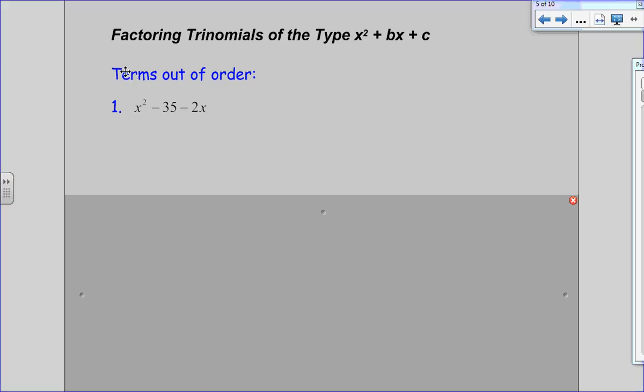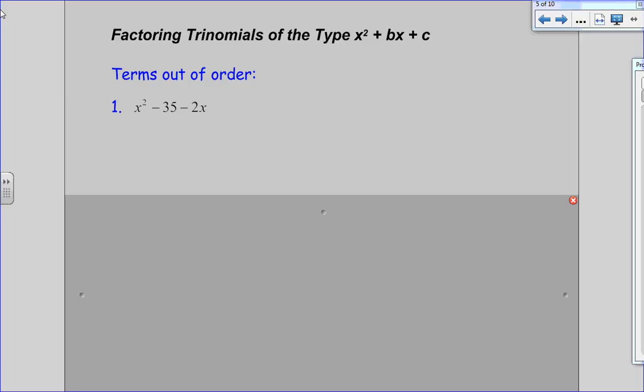Now that we've learned how to factor trinomials of the form x squared plus bx plus c, let's apply these concepts to other types of trinomials in the same form, but that could look a little bit different at first. So our first example, we notice that we have x squared minus 35 minus 2x.